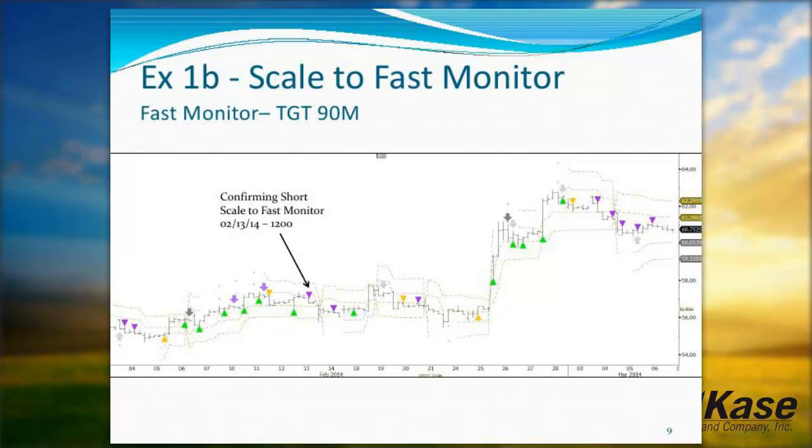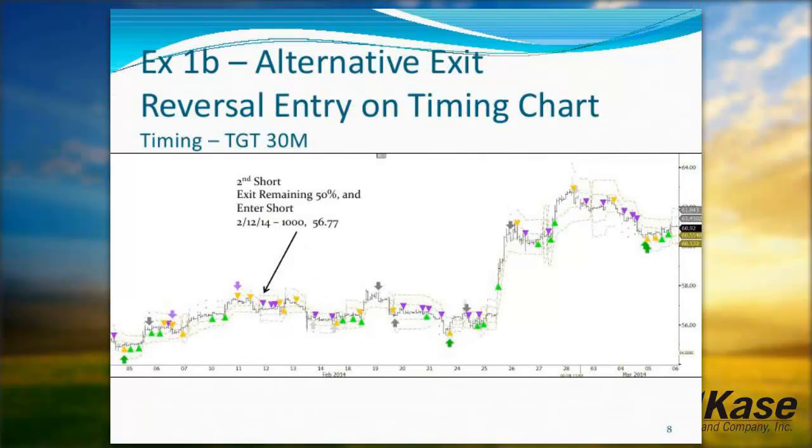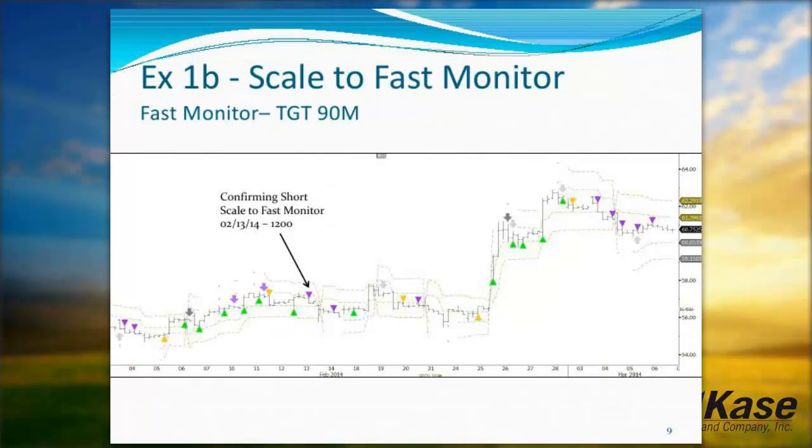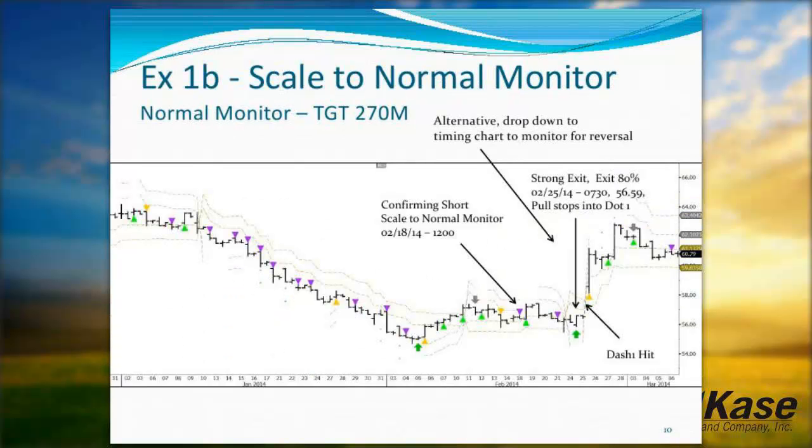Then we get the confirming signal on the fast monitor, so we scale to the fast monitor chart and continue to move down. We avoid these whipsaw trades. And then ultimately, we can confirm to the normal monitor.